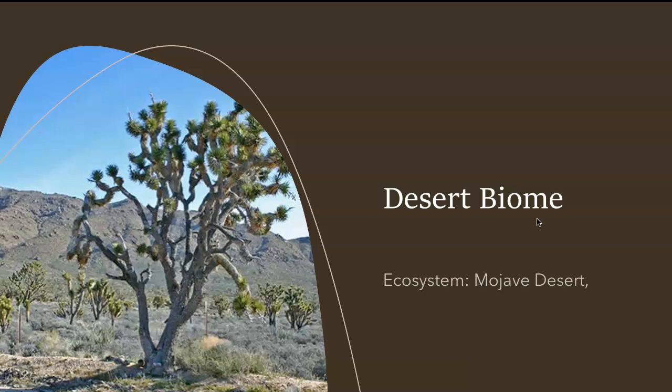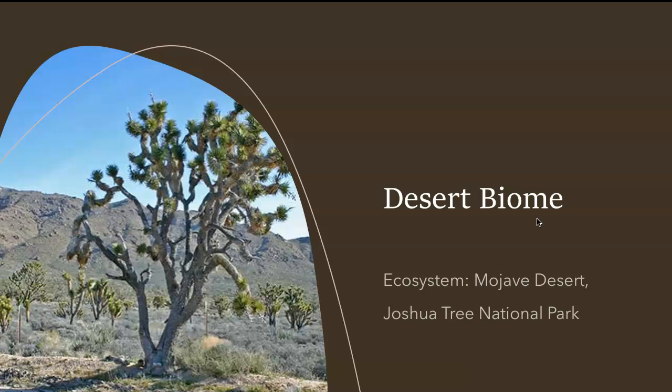The ecosystem I chose was the desert biome in the Mojave Desert. The Mojave Desert is located in Joshua Tree National Park, and Joshua Tree National Park is located in California in the United States of America. The Mojave Desert is a very large desert, and all of it is not enclosed in the park.